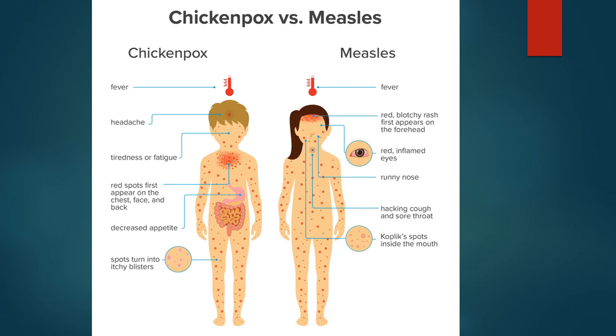How do we differentiate between another very common disease, chickenpox, and measles? In chickenpox there is headache and fever and tiredness or fatigue, and red spots that appear on the chest, face, and the back. There's also decrease in appetite, and the maculopapules turn into vesicles and pustules, and there is crusting of vesicles, and crops of vesicles appear. But in measles there are maculopapules, there are no vesicles, there is cough, sore throat, and conjunctival congestion. So this picture demonstrates how to differentiate chickenpox and measles.